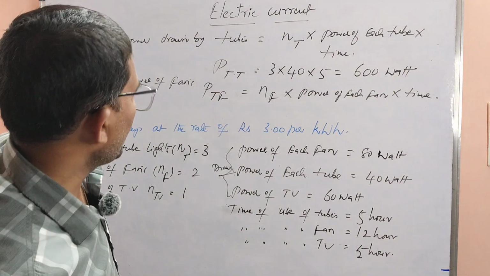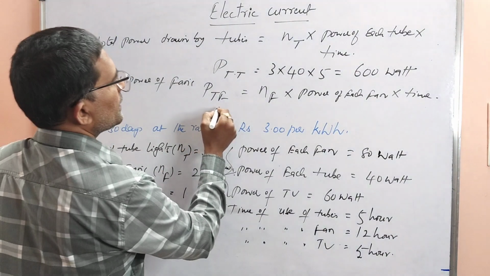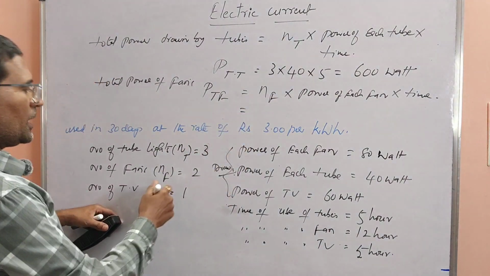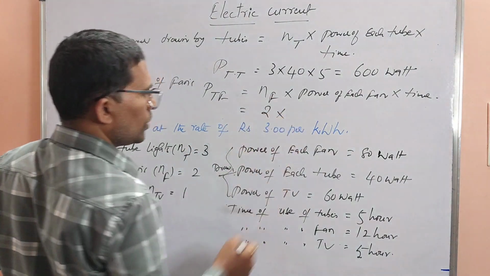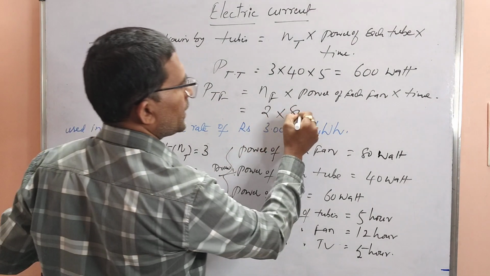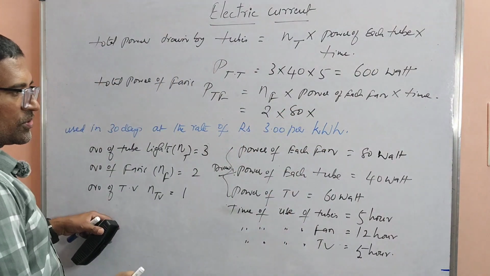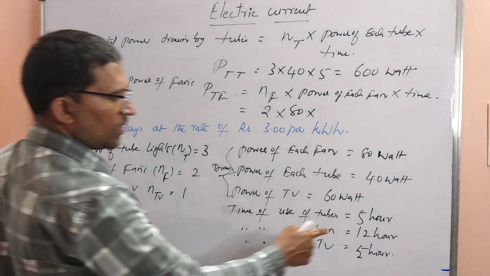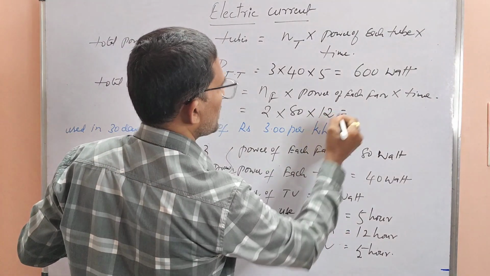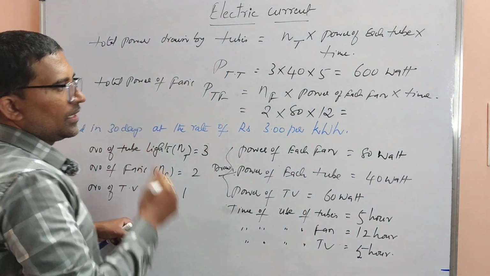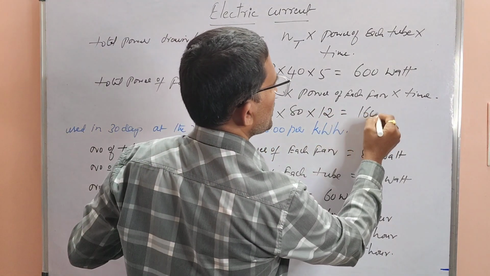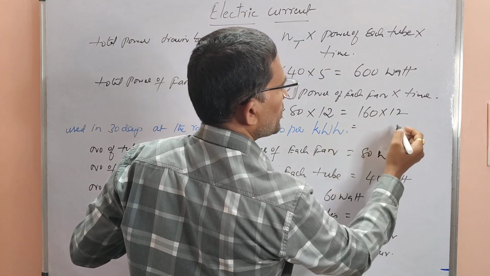Next, I will write number of fans. How many? That is 2 into power of each fan. How much is it? 80, into time. How much time you are going to switch on the fan? 12 hours. That is equal to, how much are you going to get? This is 160 into 12.